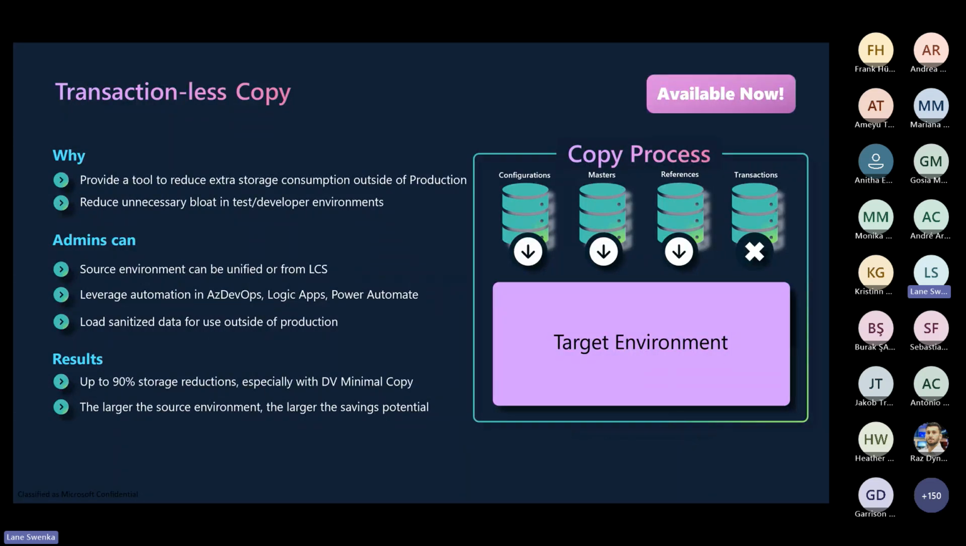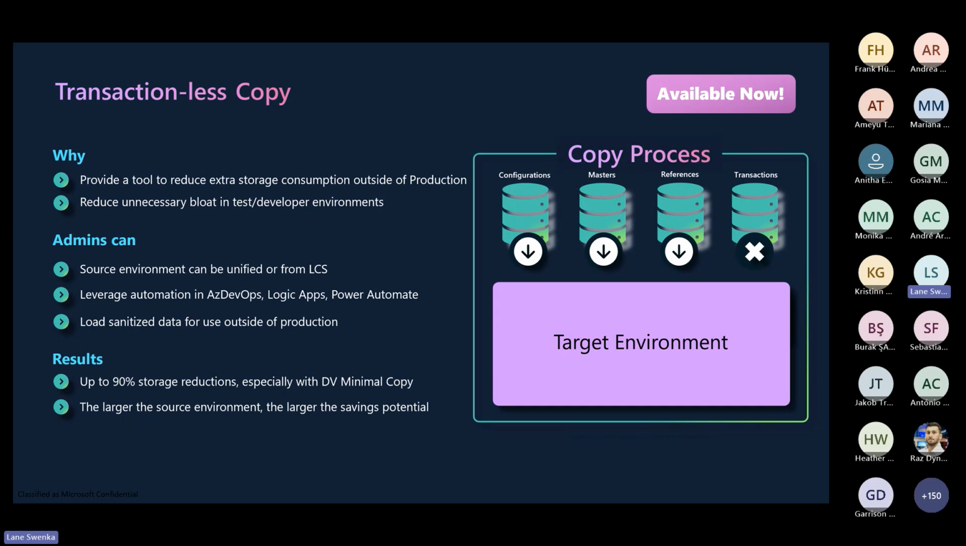They didn't want to. And so there was kind of an outcry over the last six months, maybe a year, of we need tools. We need ways in which we can reduce our storage where we don't intend to be consuming that much. Hence, transactionless copy was born. Its sole purpose right now is to help customers reduce their storage outside of production.